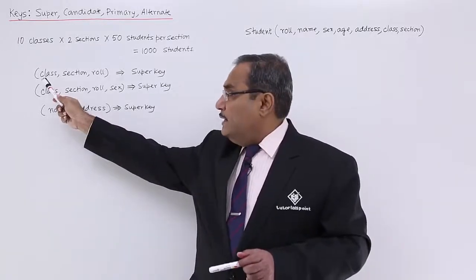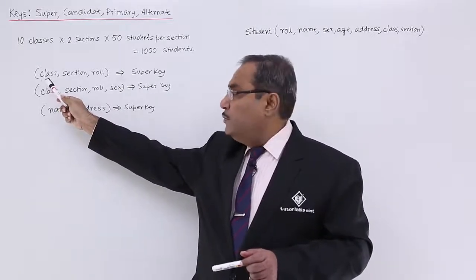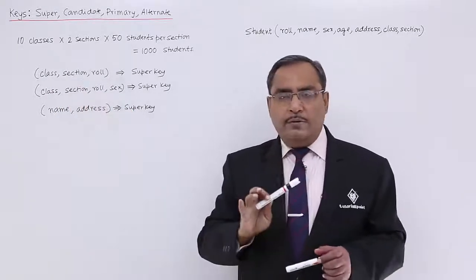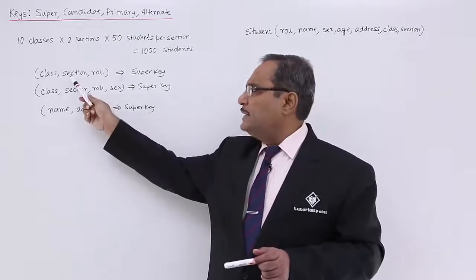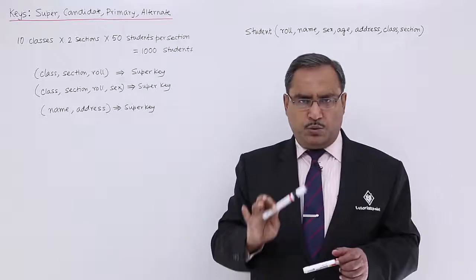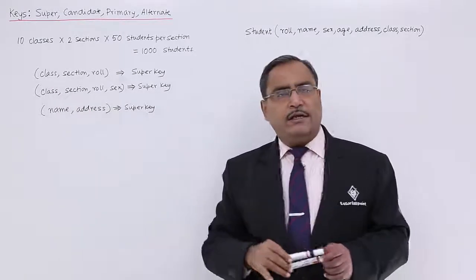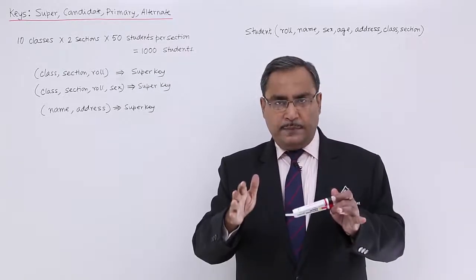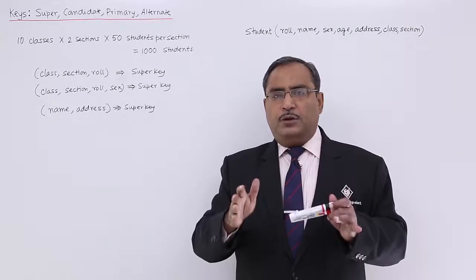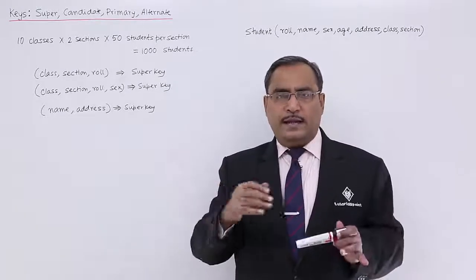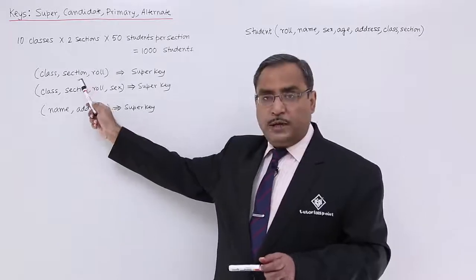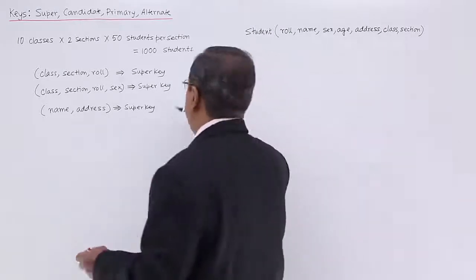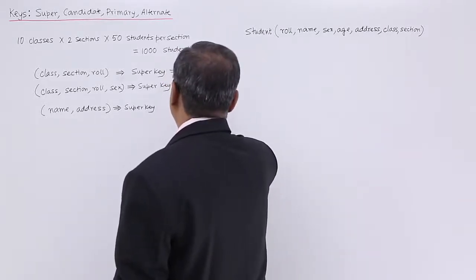But here you see, in this particular super key, the attribute combination, that is class, section, roll number. If you eliminate roll, then class and section cannot uniquely identify a student. Similarly, if you eliminate section, class and roll cannot identify a student uniquely. If you eliminate class, then section and roll cannot identify a student uniquely. That means the class, section, roll number combination is minimal. That is the combination whose subsets cannot be a super key. So that is the minimal super key, and this minimal super key will be called a candidate key. I can easily write this in this way, that this is also a candidate key.